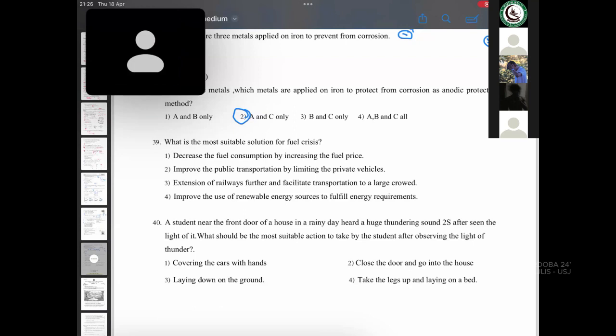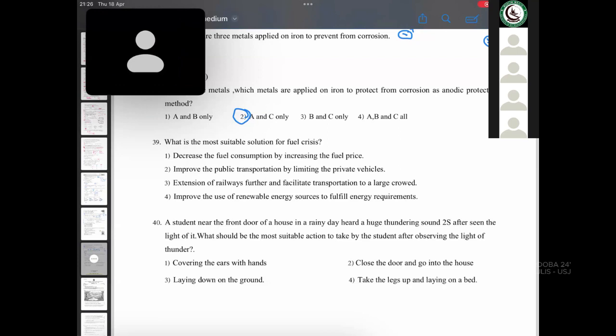Now, what is the best thing that you can do when you are in a situation like this? You have to go inside, going to the home. Yes, you have to go inside, or you have to go to some shelter. That is the best thing. So you close the door and go inside. Answer is answer number 2.